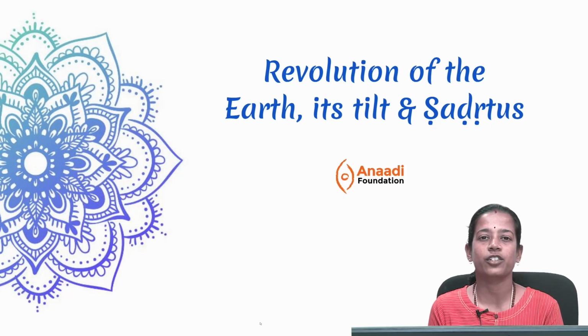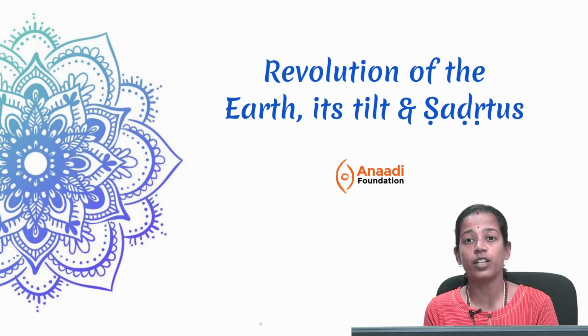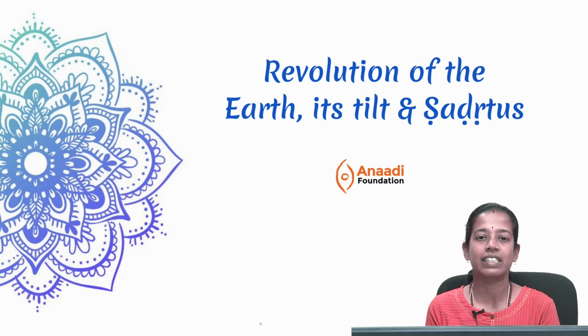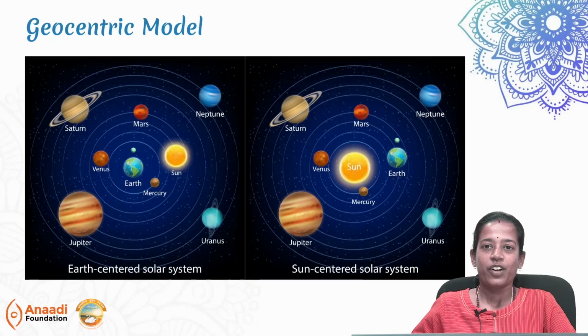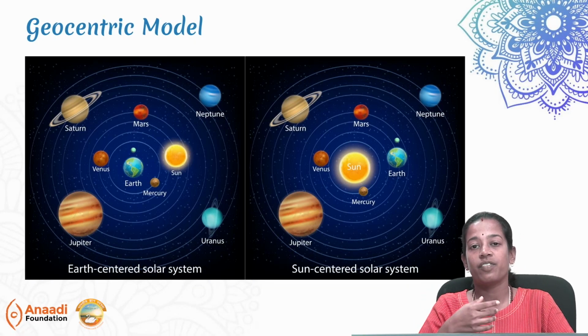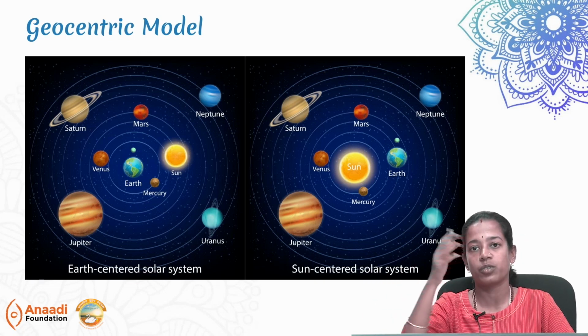In the series of lectures on Indian astronomy, in this session we will look at the revolution of Earth, its tilt and Shadrutus. Shadrutus are the 6 seasons. Very interestingly, in the Indian astronomical tradition and various other astronomical traditions, we used to follow the geocentric model, wherein the earth is considered as the center and everything else is considered to be revolving around us.